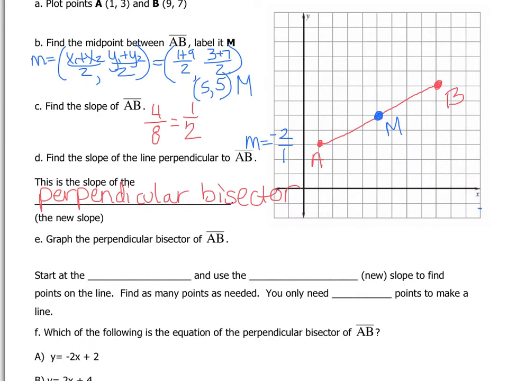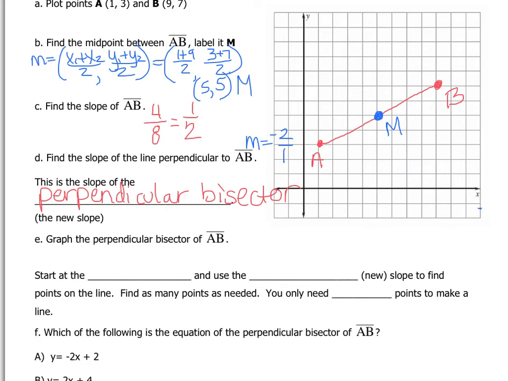Now in part E, it asks us to graph the perpendicular bisector. So again, this is where the definition becomes important. So the perpendicular bisector is a segment starting from a point. So if we start from this point right here, we have to start from a specific point, the midpoint. If we start from here and we have to be a perpendicular bisector, then we're going to use the perpendicular slope. So we're going to count from the midpoint and count out our slope.